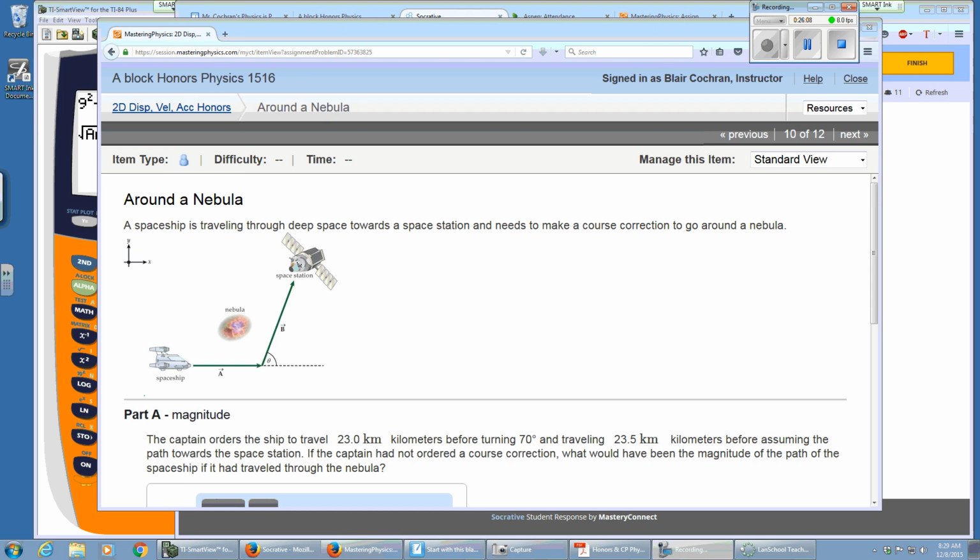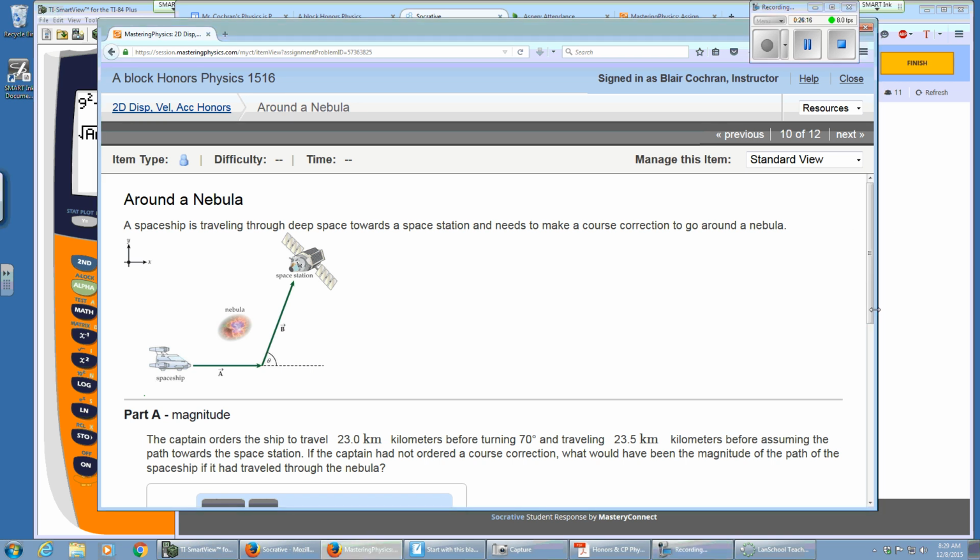All right. So we got a spaceship traveling in deep space towards the space station. It needs to make a course correction to go around the nebula. For the ship to travel 23 kilometers before turning at 70 degrees and traveling 23.5. So it looks like the length of A here is 23 kilometers. Theta in the diagram they gave us is 70 degrees. And then it travels another 23.5 kilometers. Before assuming the path was the captain not ordering the course correction, what would have been the magnitude of the path the spaceship traveled through the nebula? So they're asking us to combine these two vectors and find the resultant.